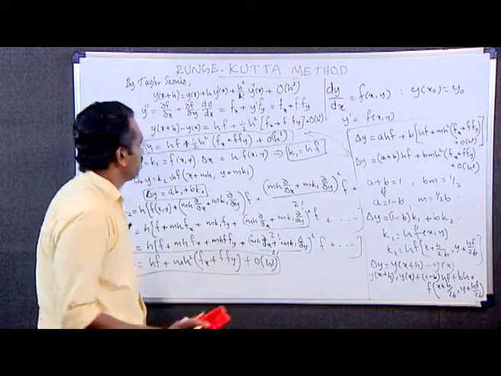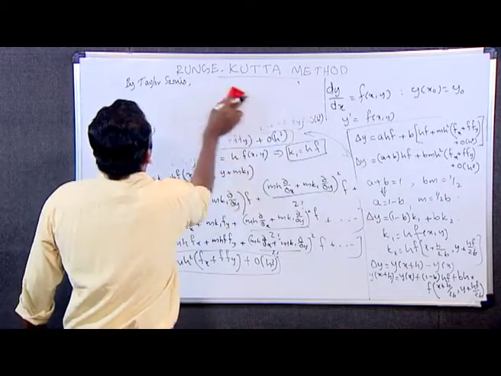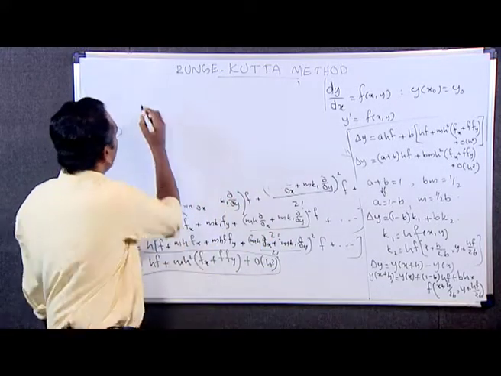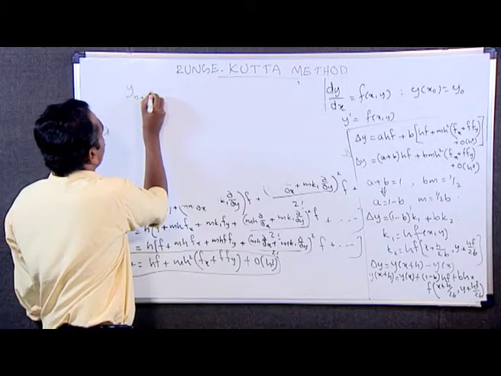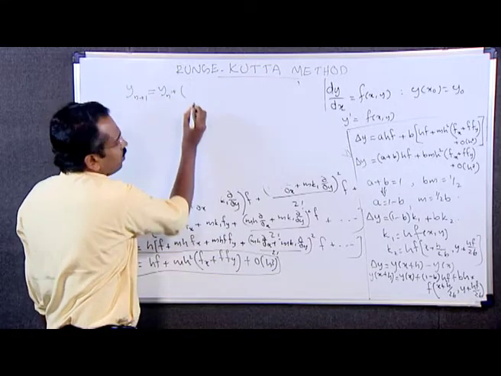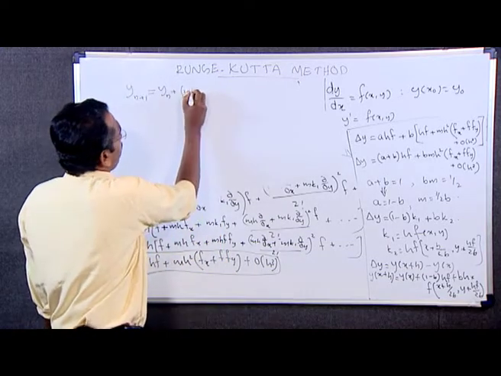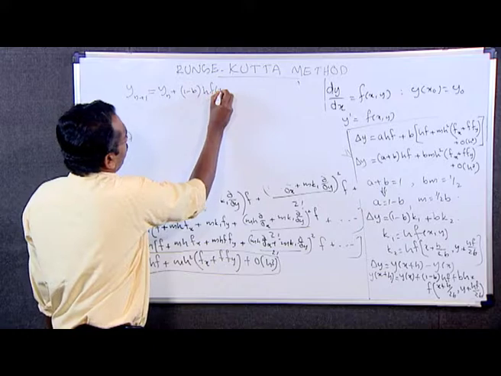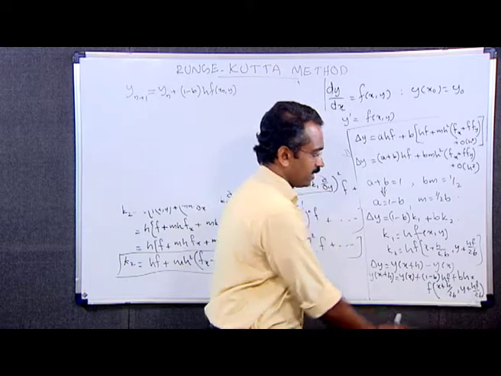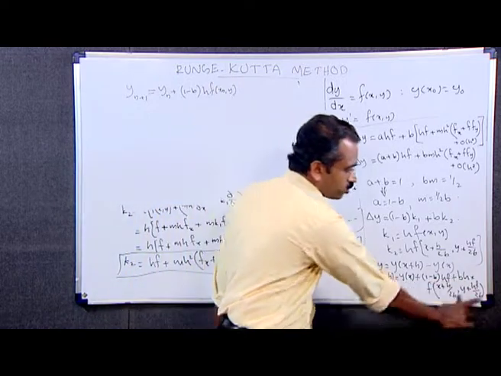Therefore, we can write the general expression as yn plus 1 is equal to yn plus (1 minus b) into h into f of (xn, yn) plus b into h into f of (xn plus h by 2b, comma yn plus h by 2b into f of (xn, yn)).